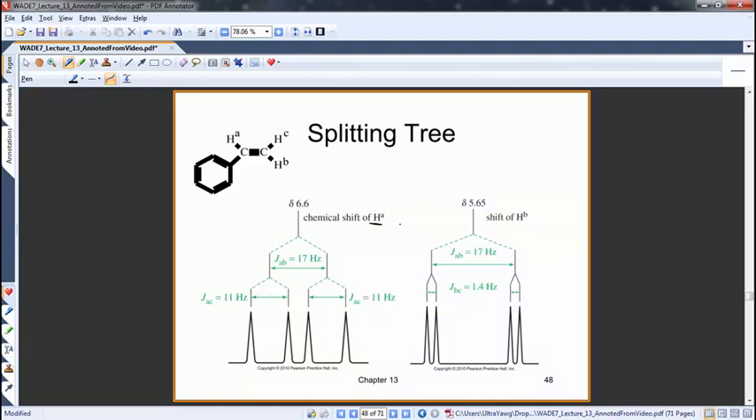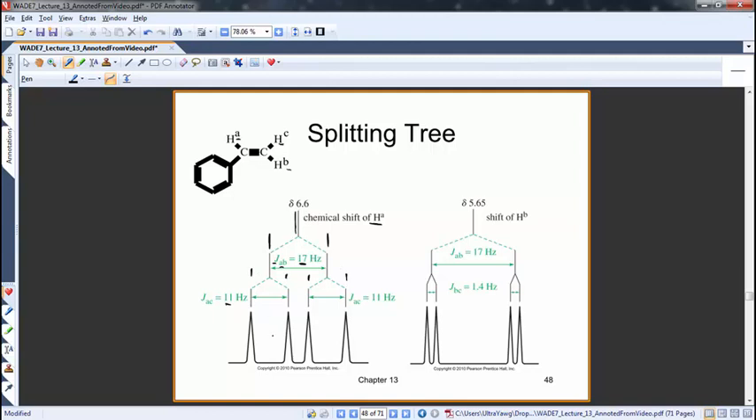HA has two neighbors, so that means it has to get split twice, once by HC and once by HB. HB is the bigger coupling constant, so the coupling constant for A to B splitting, that's the trans splitting, is 17 hertz, so that takes our normal signal and splits it into two, i.e. a doublet. But because of this complex splitting now, A interacting with C has a smaller coupling constant, 11 hertz, each one of these guys gets split now. So what you get is a doublet of doublets that is not symmetrically split, right?